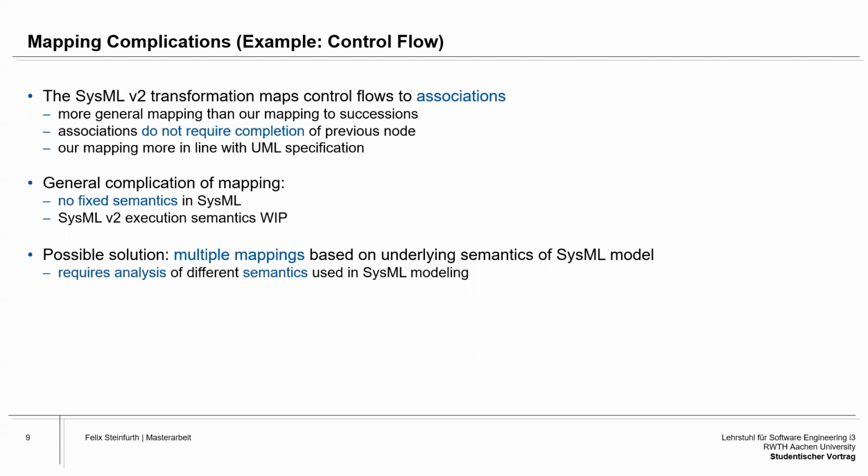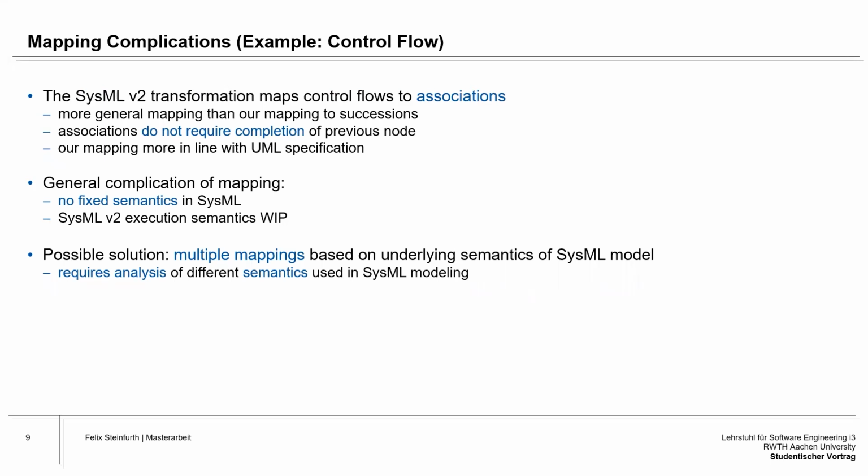The SysML v2 specification transforms control flows to associations, which is a more general mapping than our mapping to successions, as associations do not require completion of the previous node to be taken. And therefore, our mapping is more in line with the UML specification's definition of control flows. The complication of the mapping, though, is that SysML itself provides no fixed semantics, and the SysML v2 execution semantics is still work in progress.